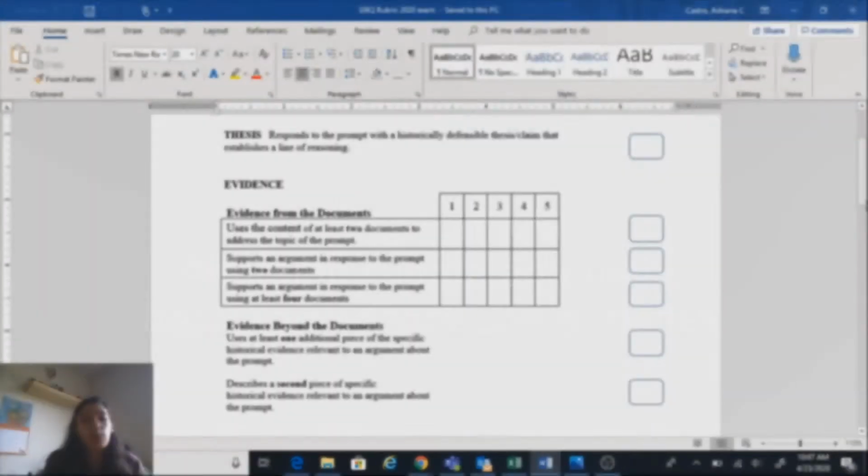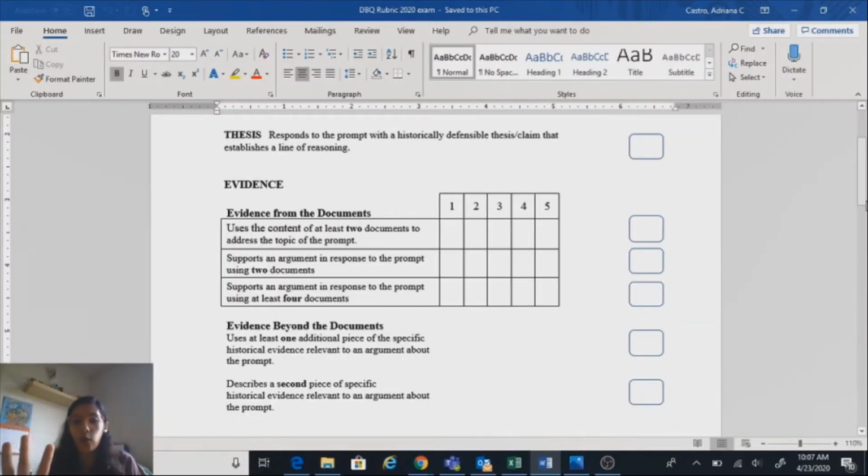Next is the evidence. If you describe at least 2 documents to address the prompt, you will get 1 point for that. If you use 2 documents to support the argument that you're trying to make, you will get a point. If you use 4 documents to support your argument, you are going to get another point for that.